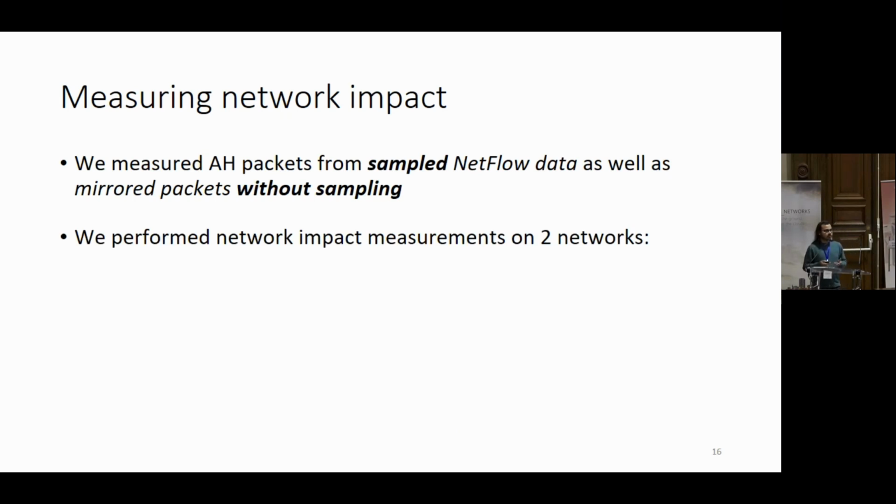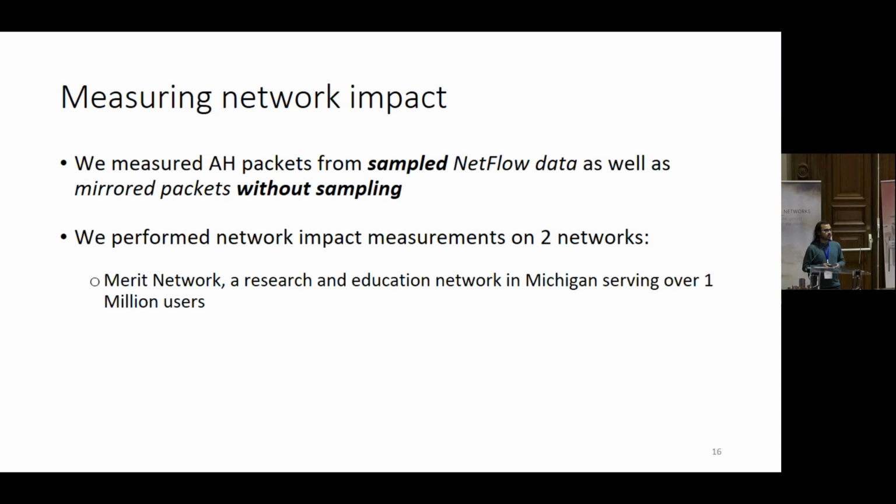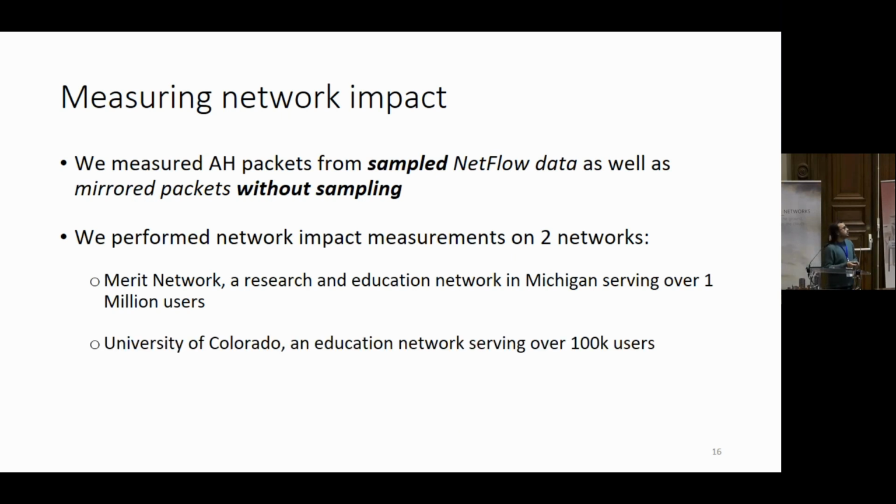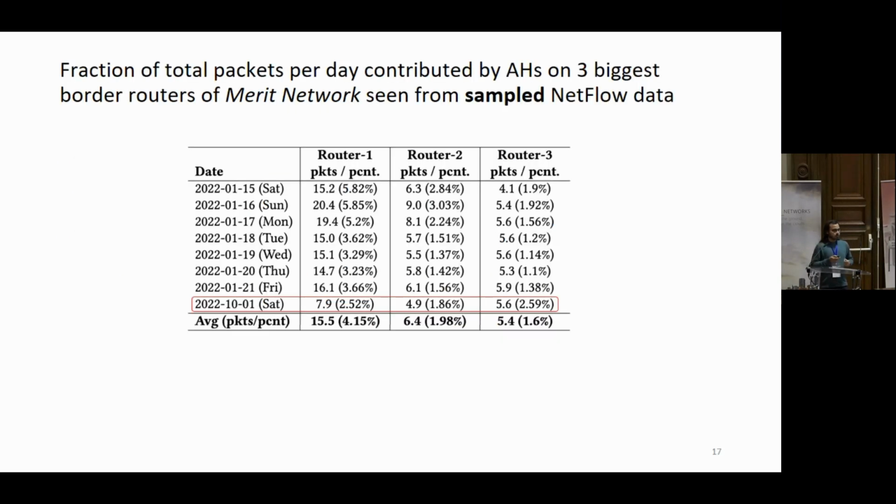We performed our network impact measurement on two networks. First, Merit Network, which is a research and educational network based in Michigan, serving over 1 million users. And second, University of Colorado, which is an education network serving over 100,000 users. So in the first analysis, we show a fraction of total packets per day contributed by the aggressive hitters on three biggest border routers of Merit Network, as seen from the sampled NetFlow data.